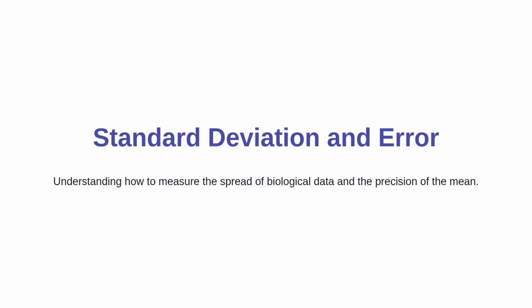Welcome to this lecture on computational biology. Today, we are going to explore two of the most fundamental and widely used concepts in biostatistics: standard deviation and standard error. If you have ever looked at a scientific paper and wondered what those little error bars on the graphs actually mean, you are in the right place. By the end of this video, you will understand exactly how to measure the spread of your biological data and the reliability of your experimental results.